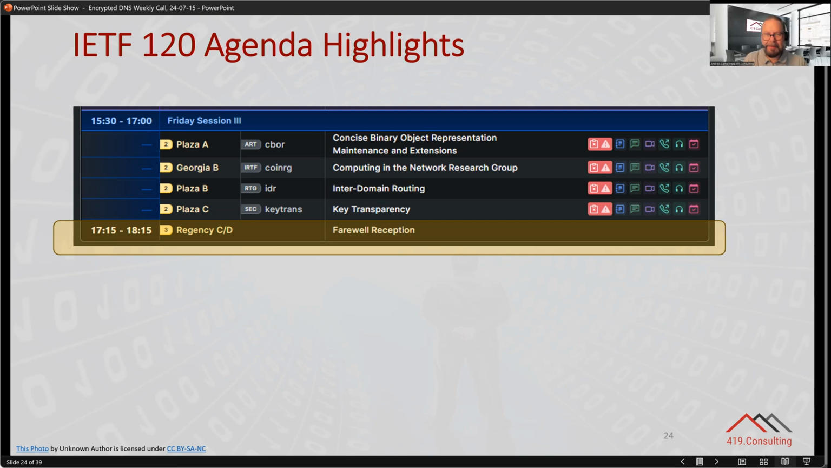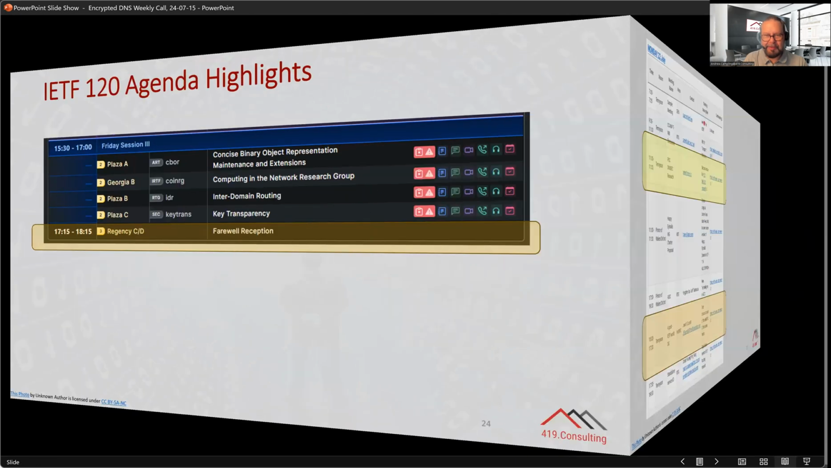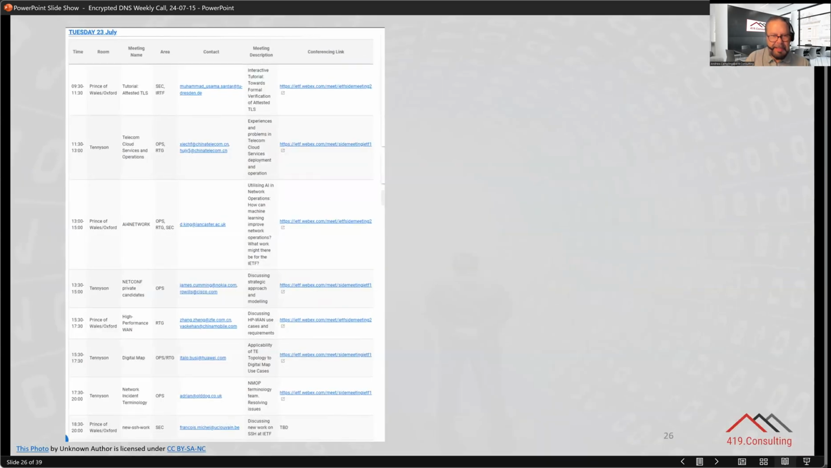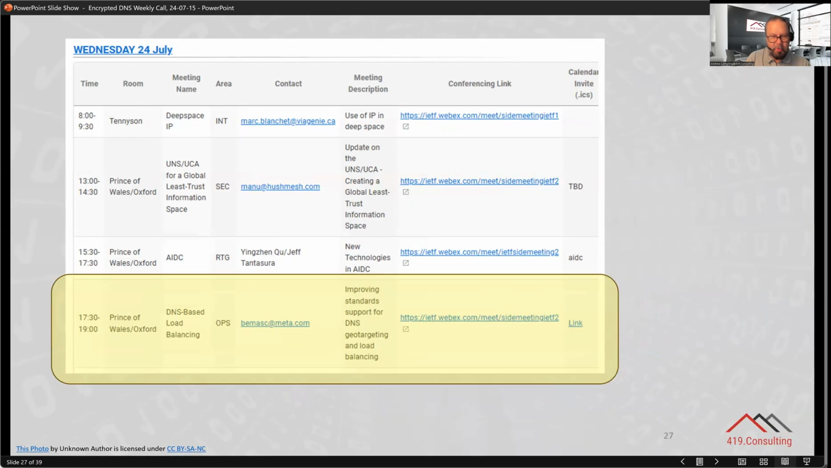And if not, just a quick reminder, I'm not spending time on these, but just to highlight from the side meetings, I definitely think the post-quantum DNS research one will be worth going to if that doesn't clash with anything else that's important to you. I didn't really see anything on the Tuesday. Wednesday, that's the load balancing presentation, and a summarized update will be given in the DNS Ops part 2 on Thursday.